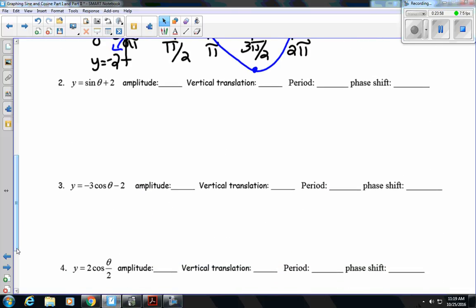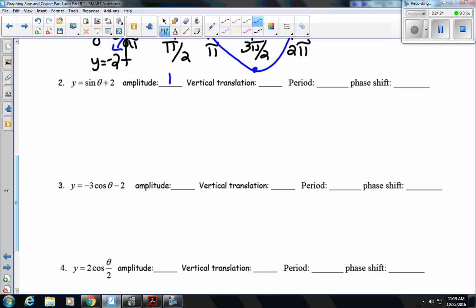So this next one is sine of theta plus 2. So I want you to imagine what is going to happen to this graph from the parent function. It's going to travel up 2 units. Okay, well, let's start from the beginning. What is the amplitude? 1. What is the vertical translation?